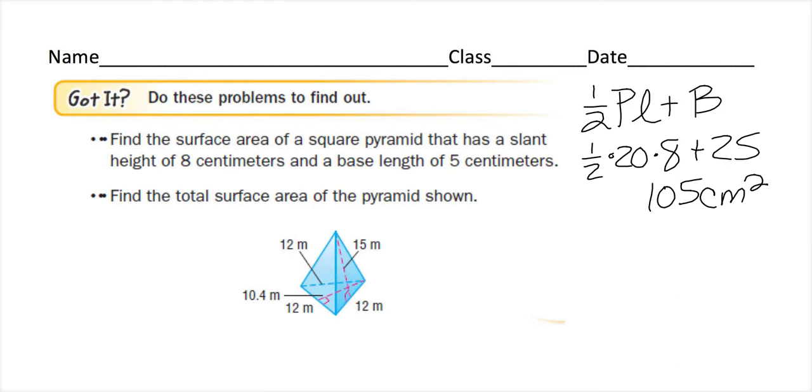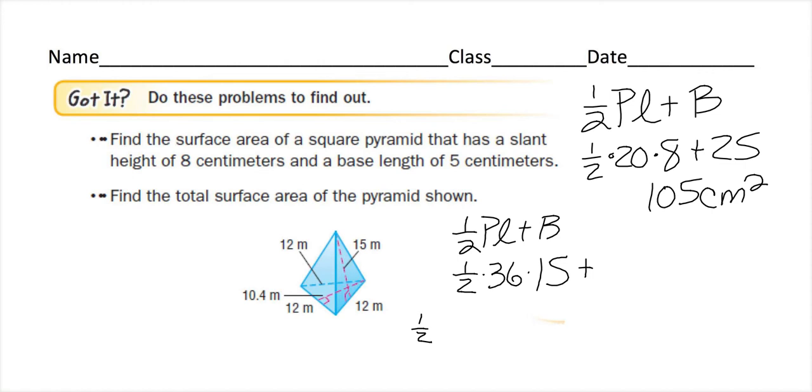This time they gave us the picture, so we've got 1/2 PL plus B. The perimeter is 12 and 12 and 12, so that'd be 36. Slant height is 15, which is always the easy part. Then we find the area of the base, which is 1/2 of the base, 12, times the height, which is 10.4.